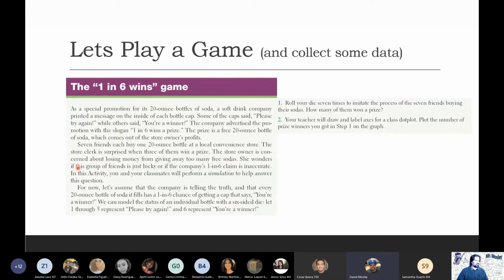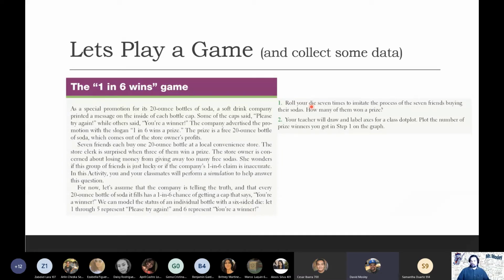She wonders if this group of friends is just lucky or if the company's 1 in 6 claim is inaccurate. In this activity, you and your classmates will perform a simulation to help answer this question. For now, let's assume that the company is telling the truth and that every 20-ounce bottle of soda it fills has a 1 in 6 chance of getting a cap that says, "You're a winner." We can model the status of an individual bottle with 6-sided dice. Let 1 through 5 represent "Please try again," and 6 represent "You're a winner."